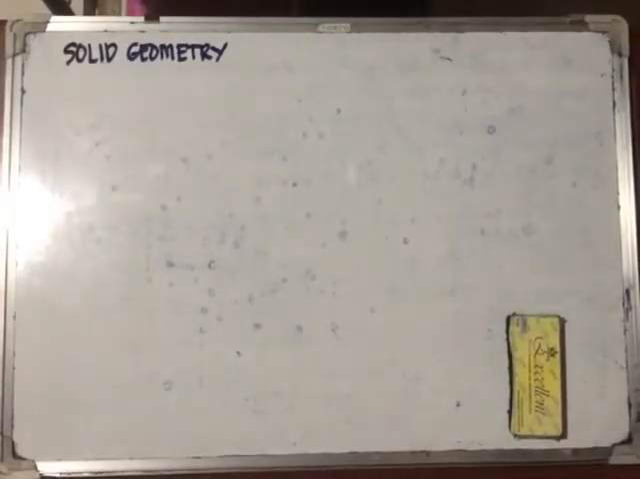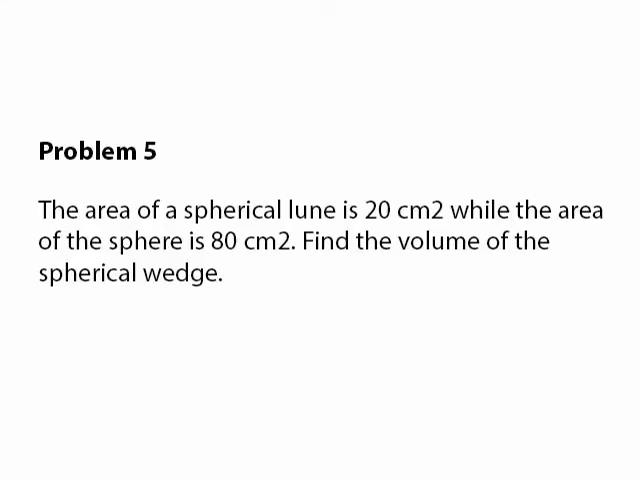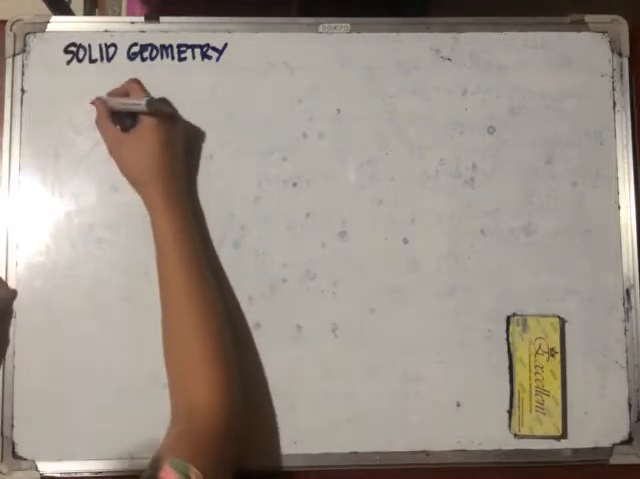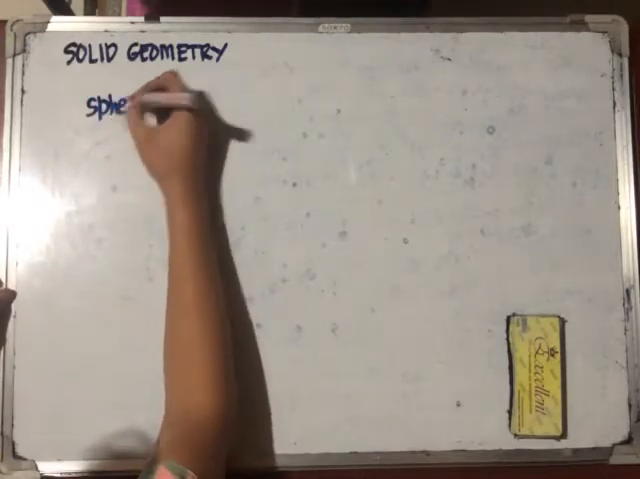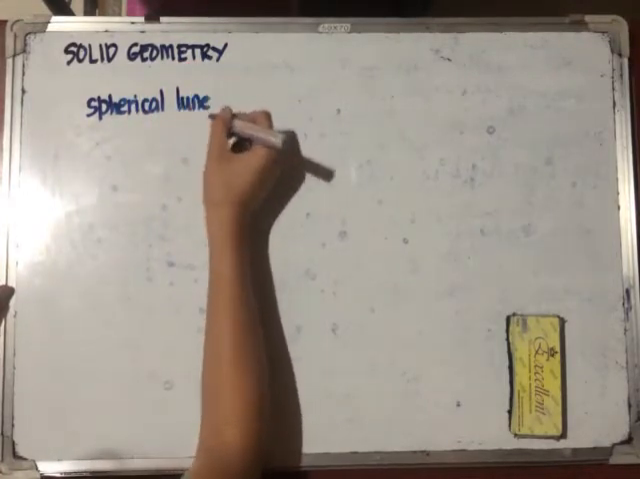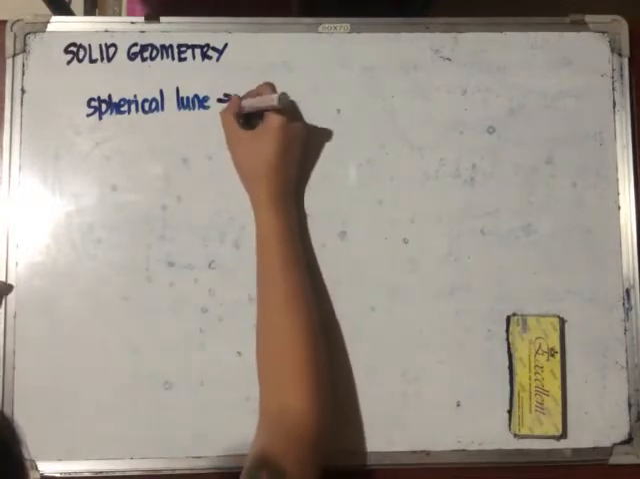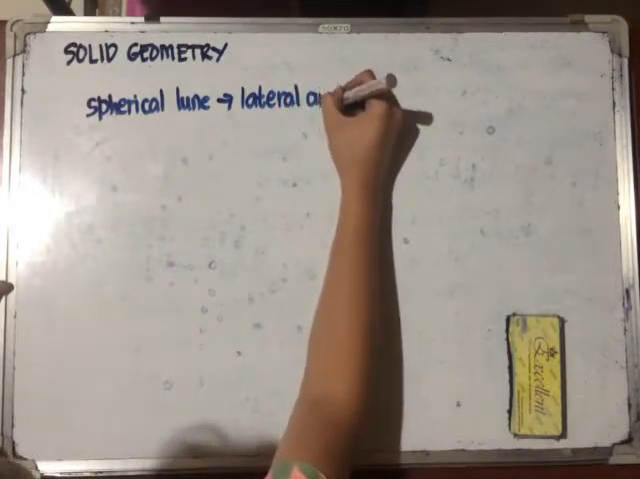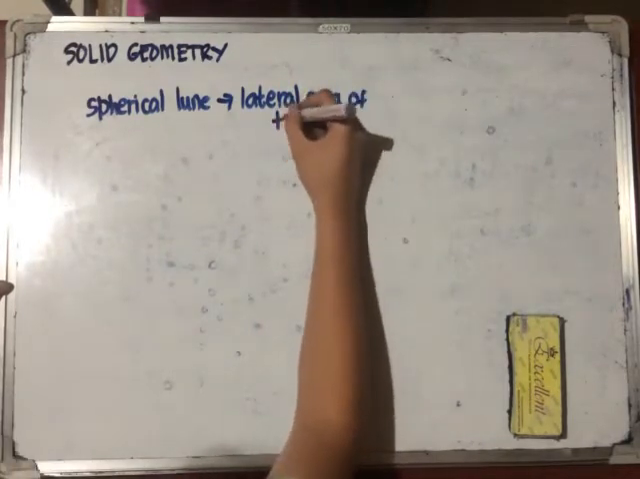Okay, next question and last question about sphere. The area of the spherical lune is 20 centimeters squared, while the area of the sphere is 80 centimeters squared. Find the volume of the spherical wedge. So, similar kanina, spherical wedge ang pinag-uusapan, but it also mentions the word spherical lune. So, what is this spherical lune? This is actually the lateral area of the wedge.